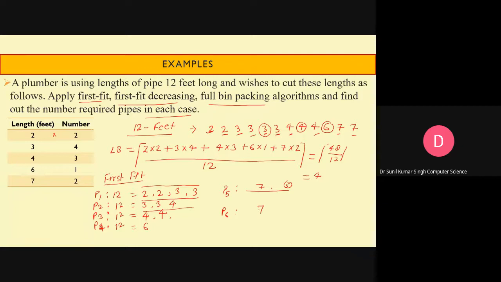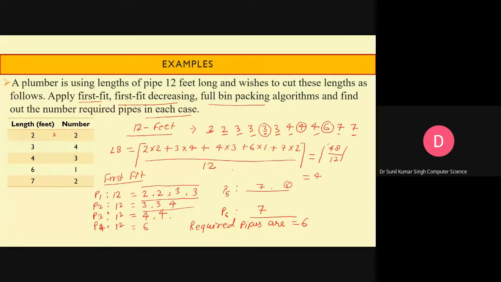So here 7 can be accommodated. If we are going to apply this first fit algorithm, then how many pipes are required? 6. Required pipes are 6.